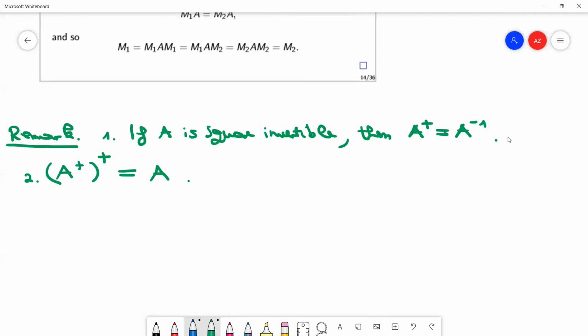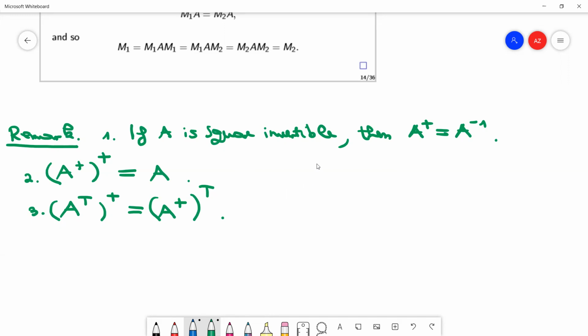Okay. And then the third remark, which will also be frequently used, is about A transpose. Taking the Moore-Penrose inverse of A transpose is the same as taking the transpose of the Moore-Penrose inverse. If you recall the square invertible case, inverting the transpose of a matrix is the same as transposing the inverse. And the Moore-Penrose inverse has the same property.